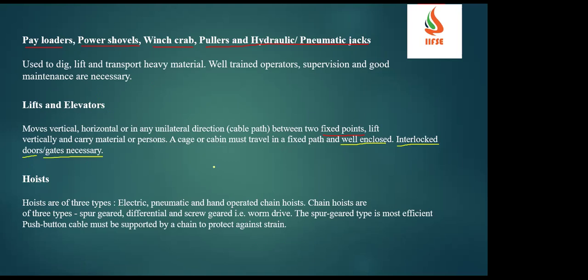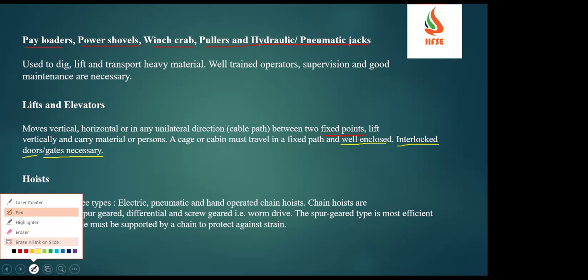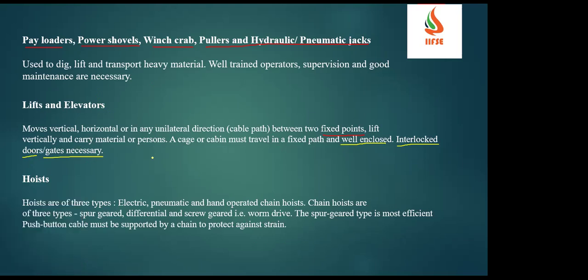It is necessary because unless you have an interlock with the doors and gates, what will happen? It will lead to major accidents. Whenever people are getting in, trying to go up or come down, it should have an interlocking with the door closure. Unless the doors are closed properly, it should not move from the existing position.